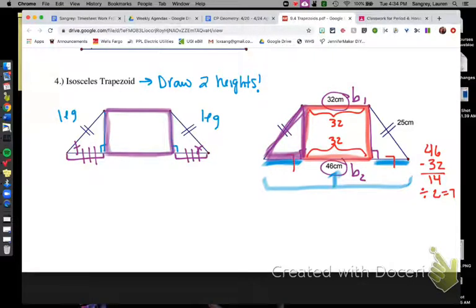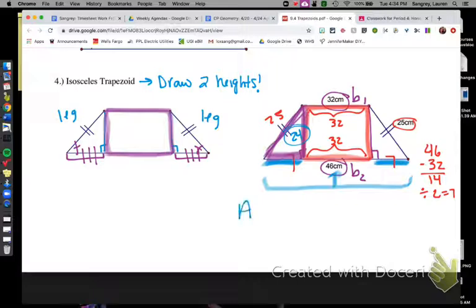So now I know that one of the sides is 7, and I know that the legs are each 25. That was given to us in the problem. So you have a right triangle where you know two sides and you need the third. This happens to be a triple. But if you didn't recognize the triple, you would use Pythagorean theorem. So that gives us our height.